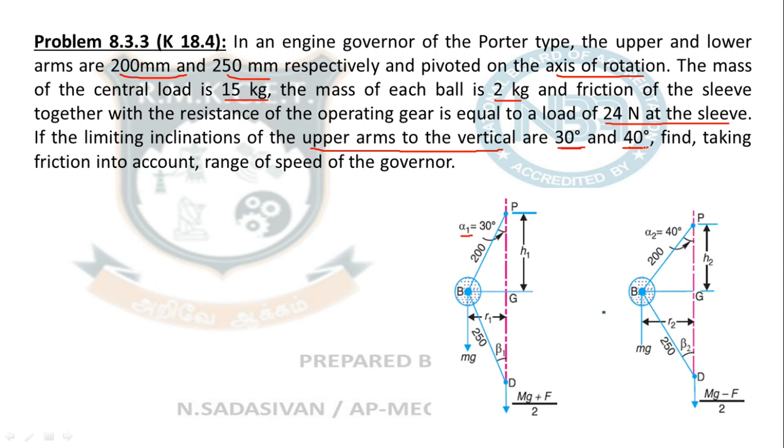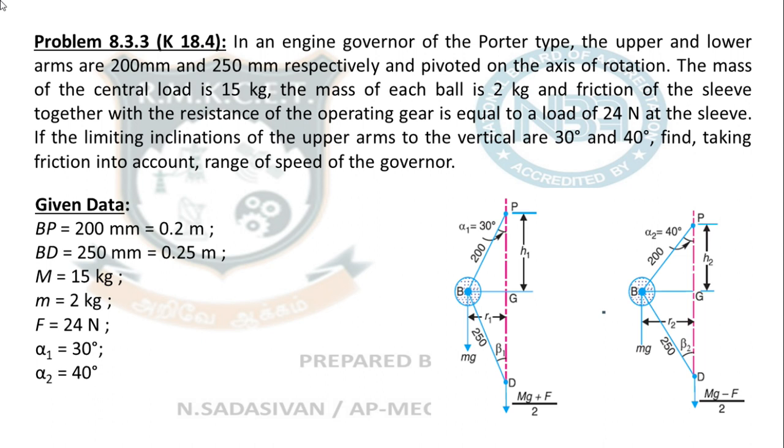So what does this tell you? When the radius is lesser, at that time your angle will be lesser. So that is your lower RPM alpha value. When your speed increases, the ball tends to move out, therefore your alpha value will increase. Maximum value of alpha is 40 degree. These two are given indirectly. Find, taking friction into account, the range of speed of the governor. Clear? So write down the given data.